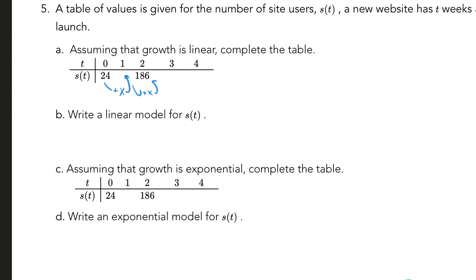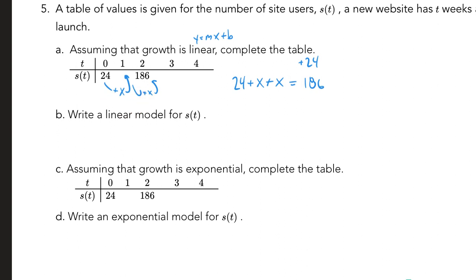So one way to think about it here would be like 24 plus x is 186. Another way to think about it is, we know it's a line, right? y equals mx plus b. b is our starting value, which is the y-intercept, 24. So 24 would go there. mx. So m is the slope. m is the thing that we're adding over and over again.